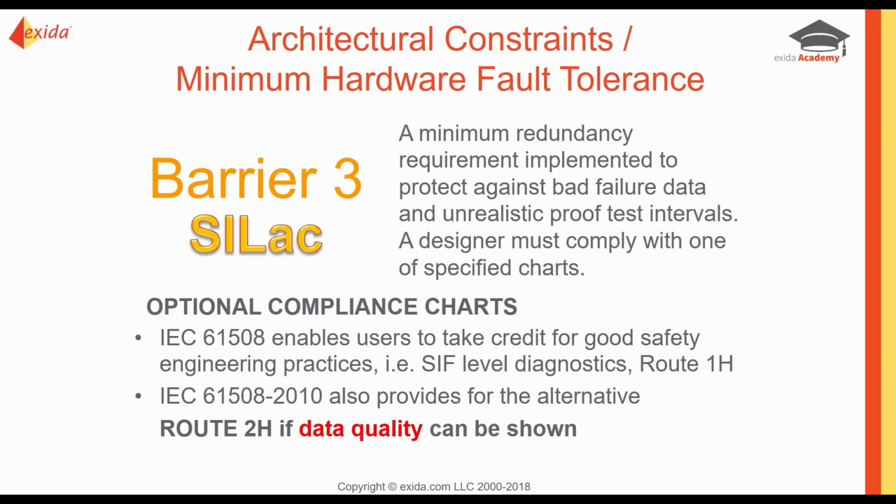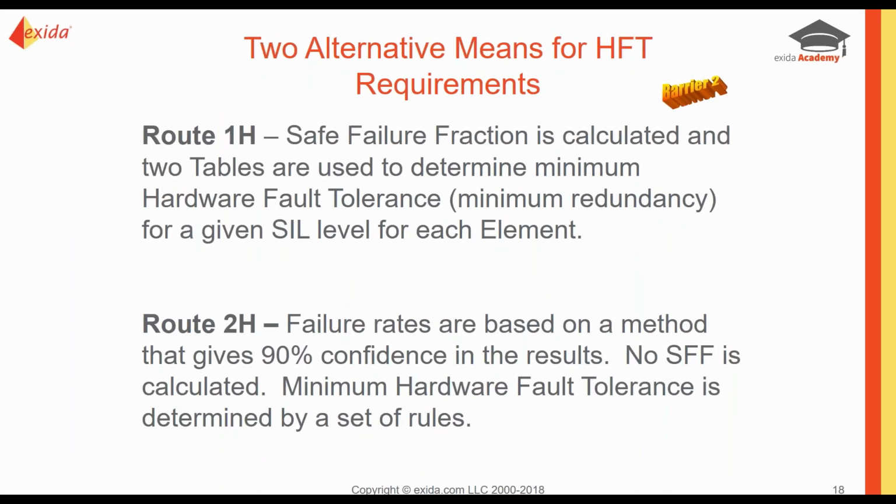And in the 2010 version of the standard, when the second edition came out, it introduced a second method of qualifying and meeting this third barrier. That's Route 2H, and that's looking at data quality. So looking at both of these in a little more detail, as I said, Route 1H is your safe failure fraction, and you can calculate that. There are equations in the standard and there are tables in the standard, and that will give you a minimum redundancy or a minimum hardware fault tolerance, which will give you a SIL level for each element.